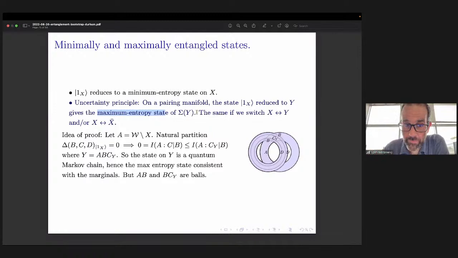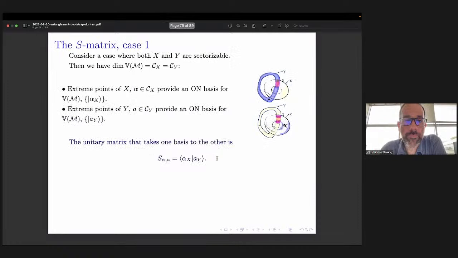And essentially, this follows by the same logic as we used before, that it's this condition that X divides Y into a nice partition says that this state on Y is a quantum Markov chain, and therefore it's a maximum entropy state. Okay, so here finally I can tell you what is the S matrix. So consider for simplicity a case where both X and Y are sectorizable.